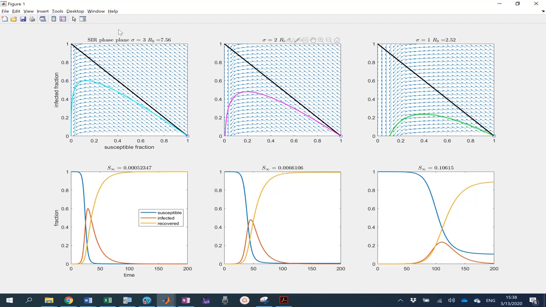And I see that as sigma changes, the trajectories change. They get a lot lower. So I changed sigma from 3 to 2 to 1. In fact, the R0 value also changes. That basic reproduction number also changes. But it's really useful to move from the phase plane to the time domain, and we'll do that right now.